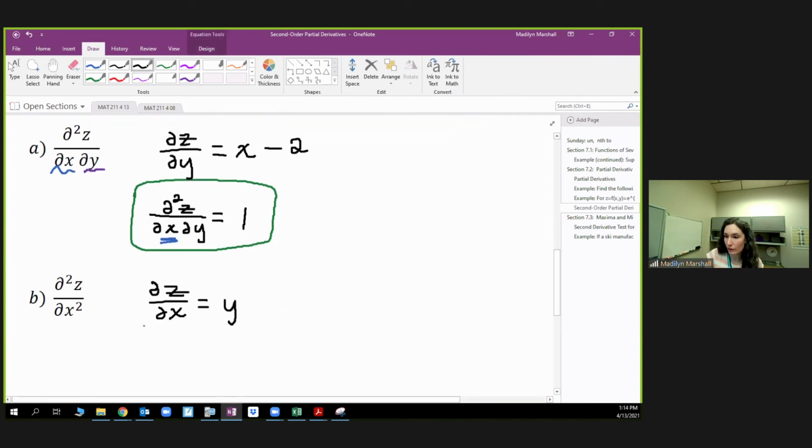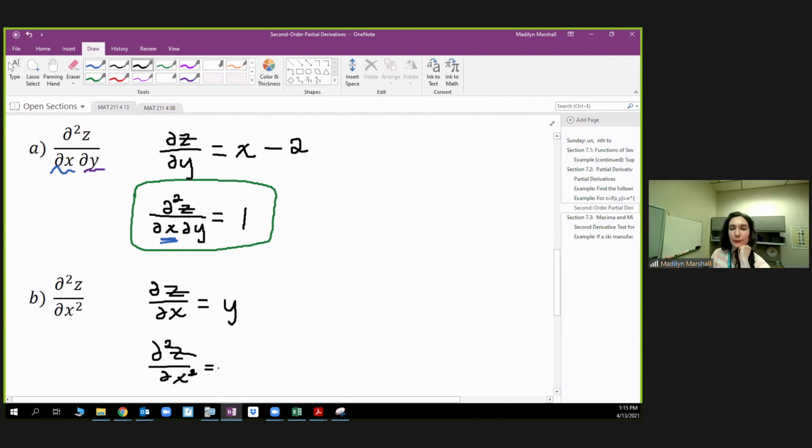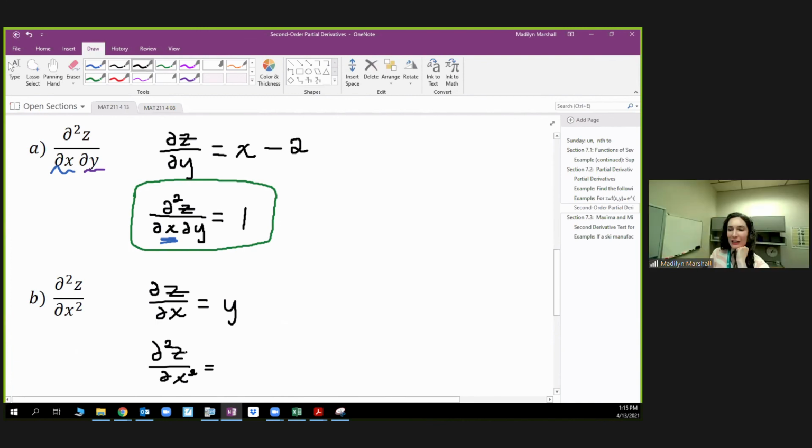So if we do the partial derivative with respect to x again, now we're starting with the y that we just got. So it's just y. The derivative is just 0. Yes, exactly. Since we are doing it with respect to x this time, y is just a constant, so that goes away, and we're left with just 0.